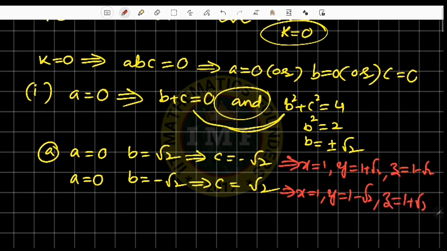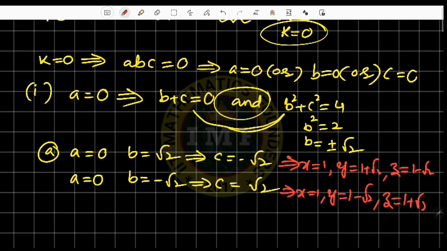Here you are getting two solutions if you take a equal to 0. In the same way you will get two solutions for b equal to 0 and two solutions for c equal to 0. Totally you will get 6 solutions for this equation in real numbers.